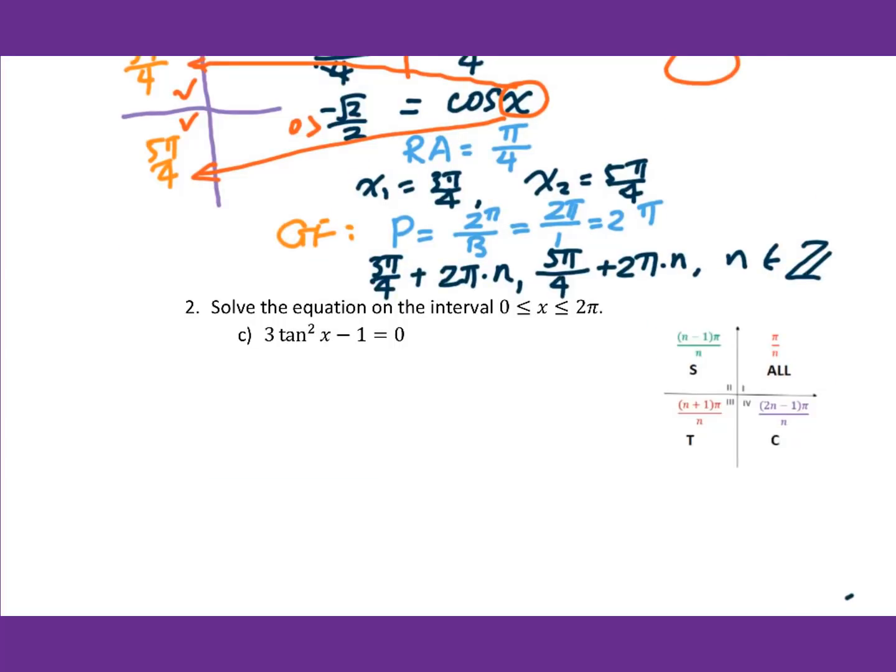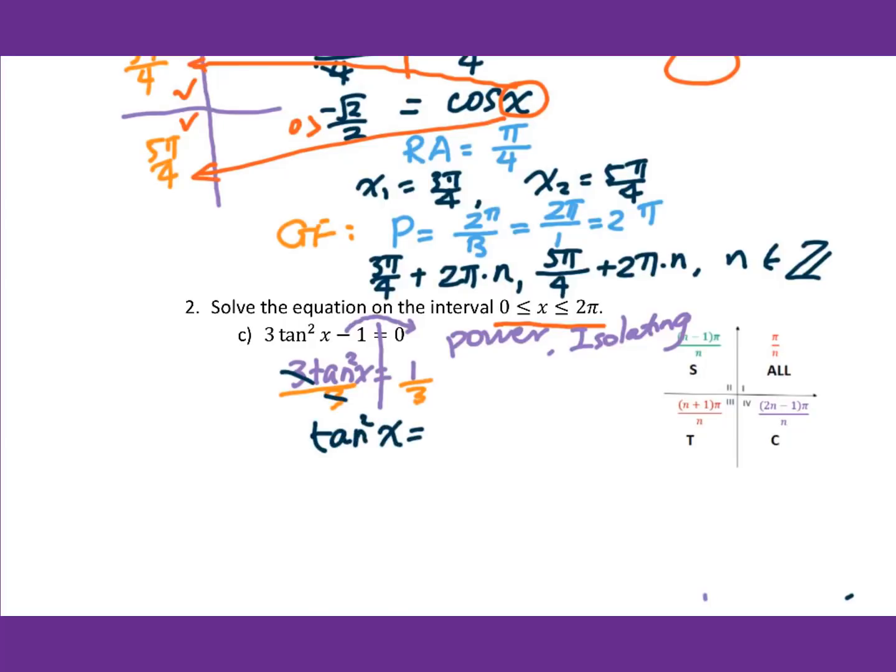For number 2, solve the equation on the interval 0 to 2 pi. For C, we know this is a power pattern. Keyword still isolating. So I move -1 to the right side. I got 3 tangent squared x equal to 1. Then I divide by 3 on both sides. Then we will get tangent squared x equals 1 over 3. Take the square root of both sides. Don't forget plus or minus.